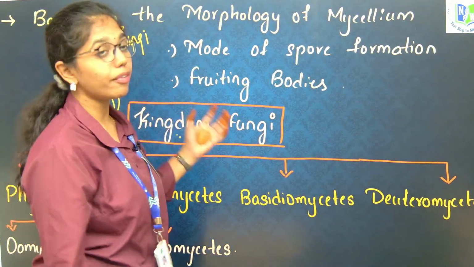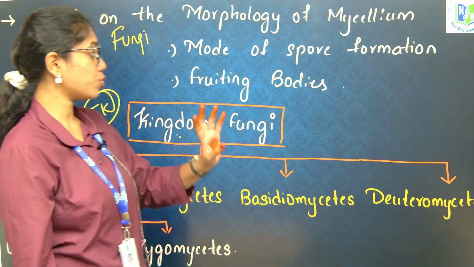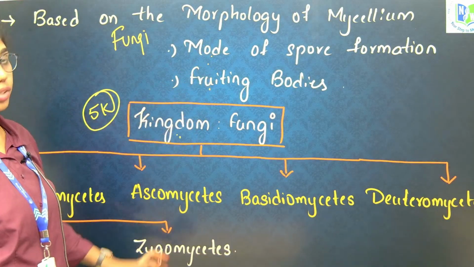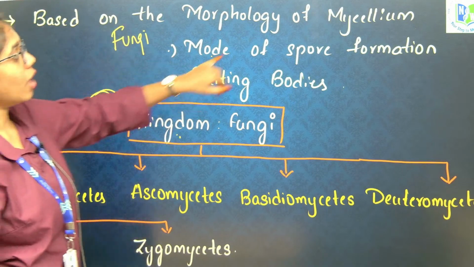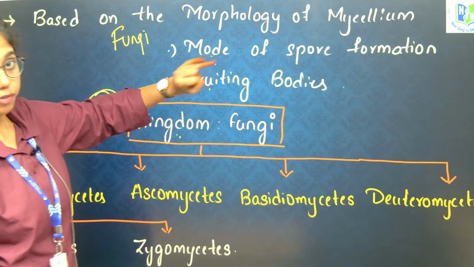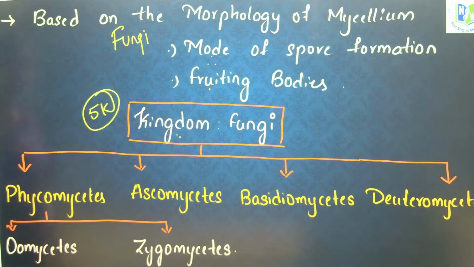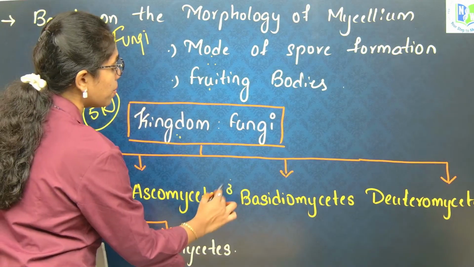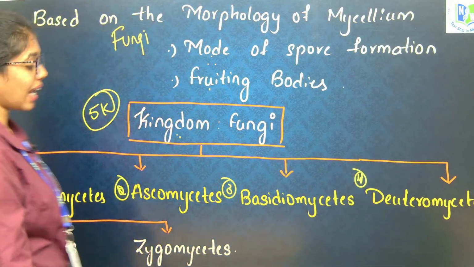Just now we have learned the different types of spore formation, spore release, asexual spores and sexual spores. Based on the morphology of mycelium, mode of spore formation and fruiting bodies, kingdom Fungi is classified into 4 classes. First is Phycomycetes, second is Ascomycetes, third is Basidiomycetes, and fourth is Deuteromycetes.